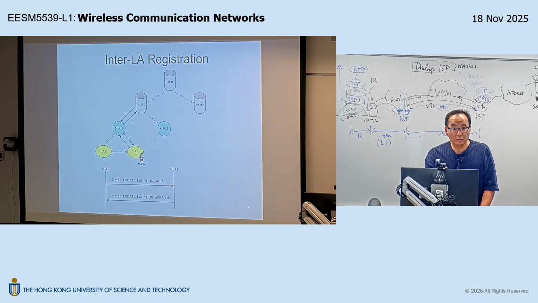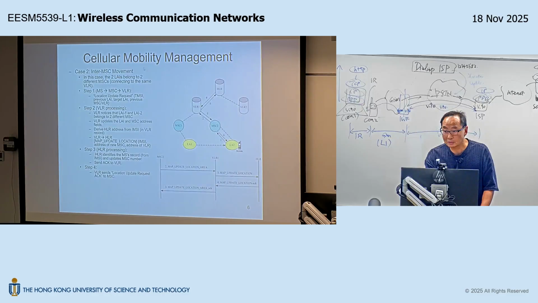Now, we are not always that lucky. There is a second case. The second case is inter-mobile switching center movement. That is, it could happen that the new location area corresponds to base stations that are connected to a different mobile switching center. Let's say in this case these two mobile switching centers are served by a common visiting location register.